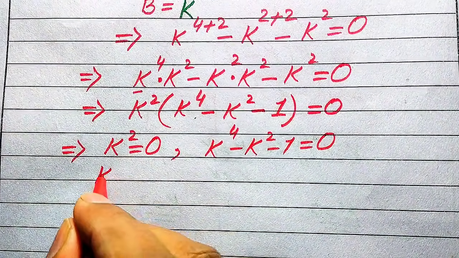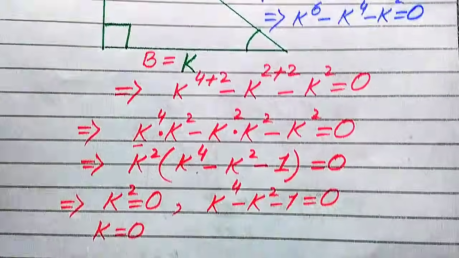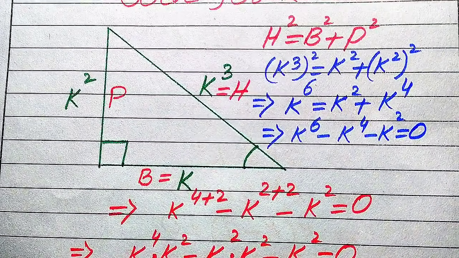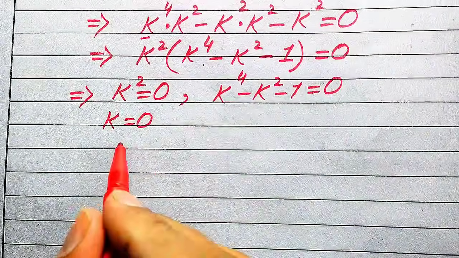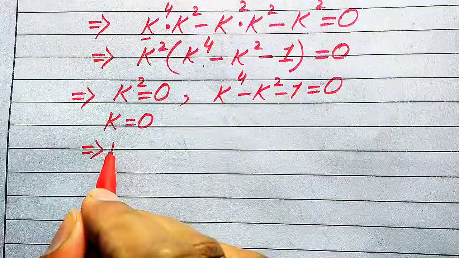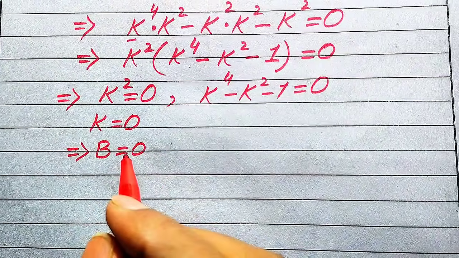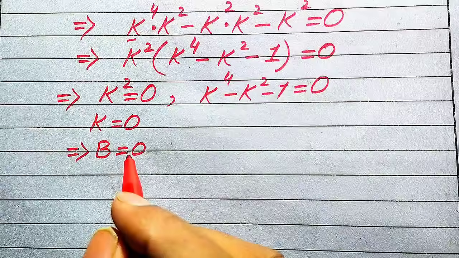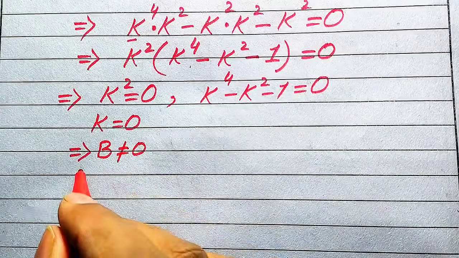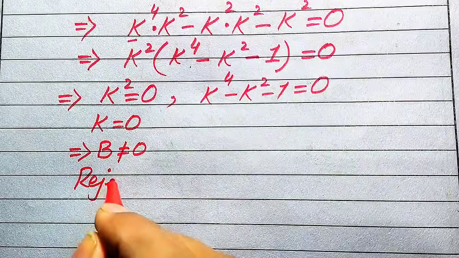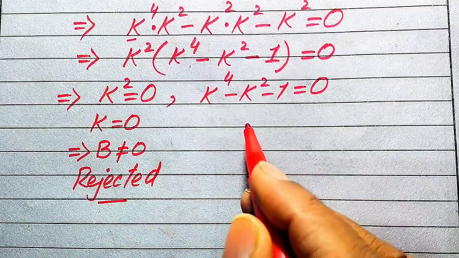So from here we easily get the value of k equals 0. But you see here in our diagram the base is equal to k. If our k equals 0, this means that our base equals 0. But in our triangle the length of any side is non-zero, or non-negative, so this is not possible. Our b equals 0, so we reject this case. Okay, and we will just proceed with this case only.